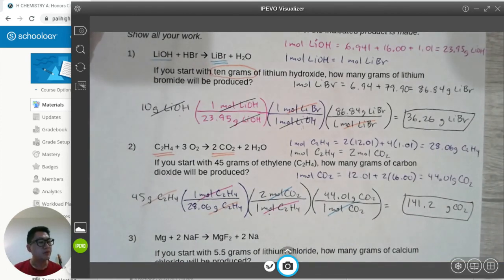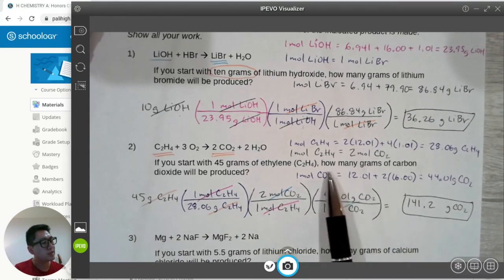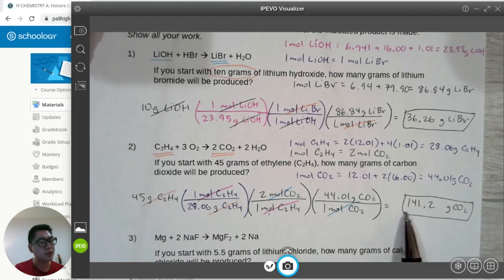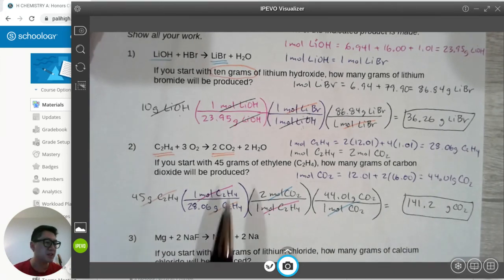Okay, so if I start with 45 grams of ethylene, C2H4, the number of grams of carbon dioxide produced will be 141.2 grams of carbon dioxide. If you want to be technical, with 2 sig figs, 140. But let's not worry about sig figs for the sake of this problem right now. But yes, technicality, it probably should be 2 sig figs because I was given 2 sig figs in the original question. Okay, so that's the first couple of problems.